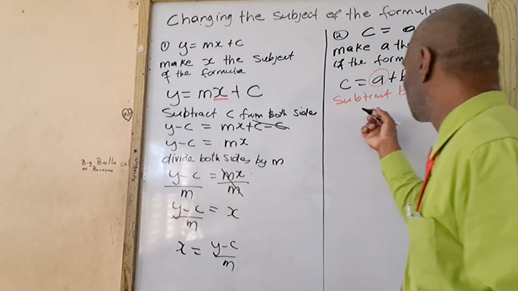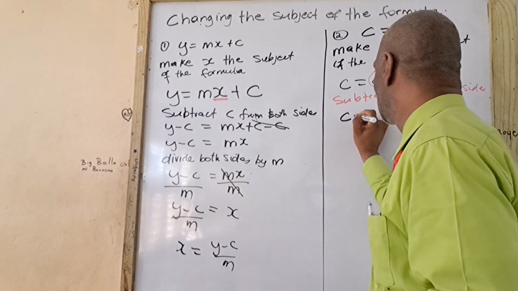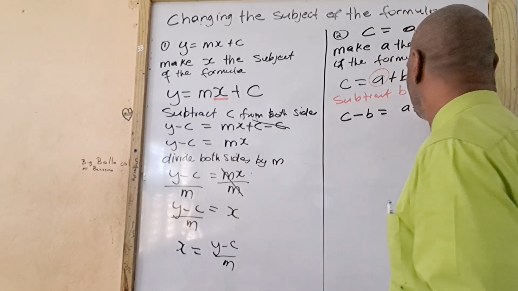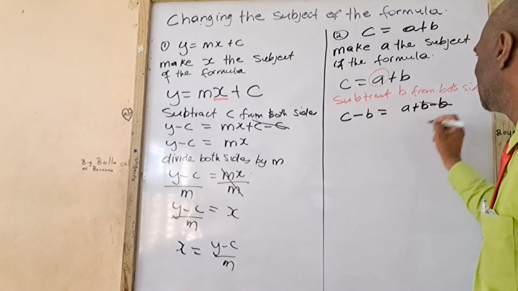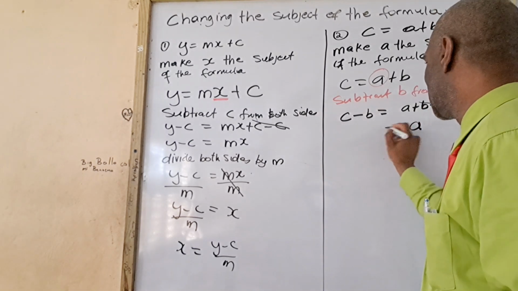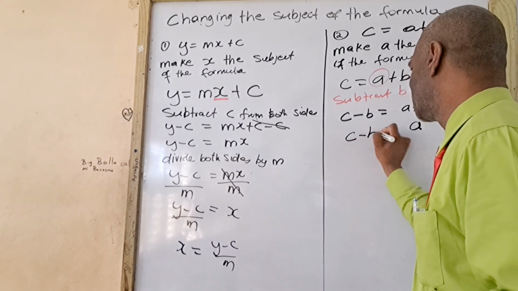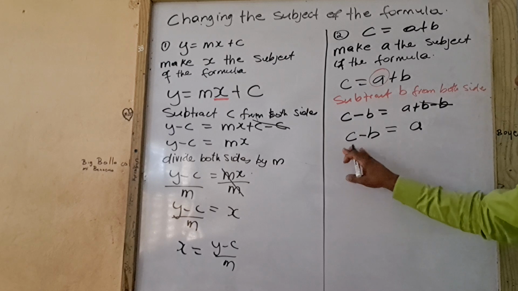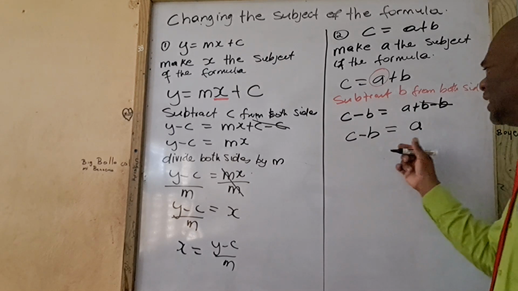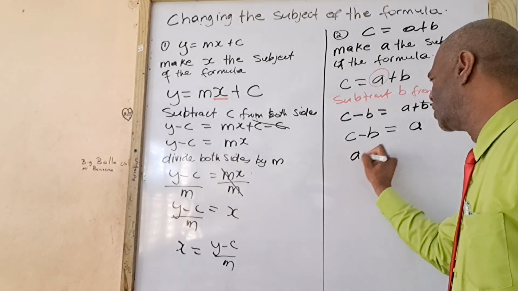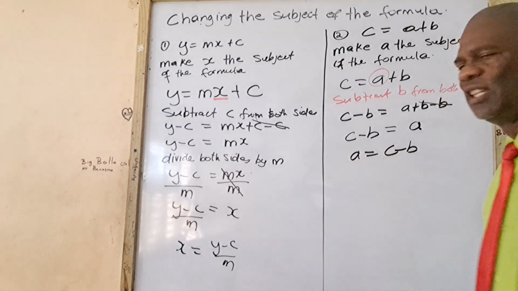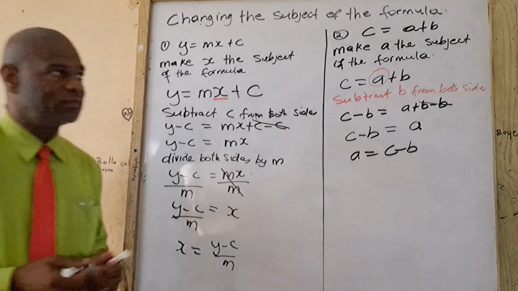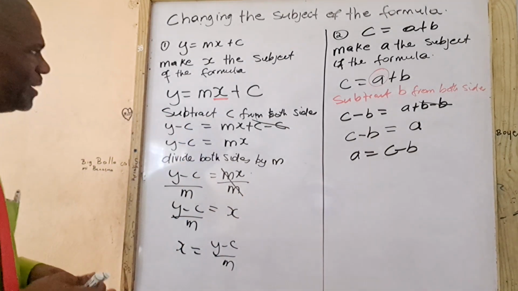If I subtract b from both sides, I'm going to get c minus b equals a plus b minus b. b minus b, we're left with a on that side equals c minus b, and there we have it. Our result is a equals c minus b, or c minus b is equal to a. We can change that around, so a equals c minus b if you want to write it like that. And that's it. Now, let's get to some questions.